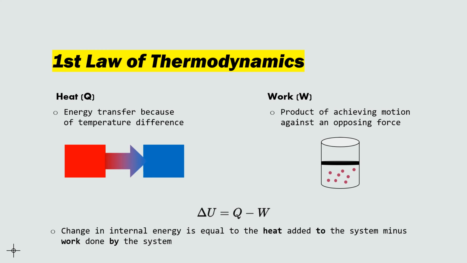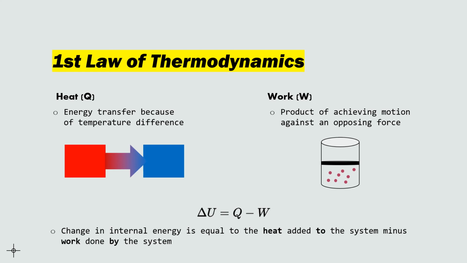If we apply pressure to the system, in this case the gas, then the sign would be positive because work is being done on the system. But if the system pushes the piston up, then the work is done by the system and therefore the sign would be negative. In order to have work, it requires force and displacement.